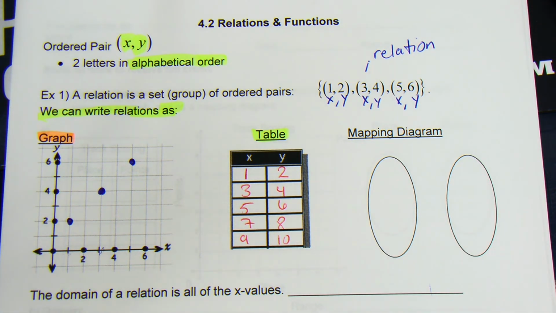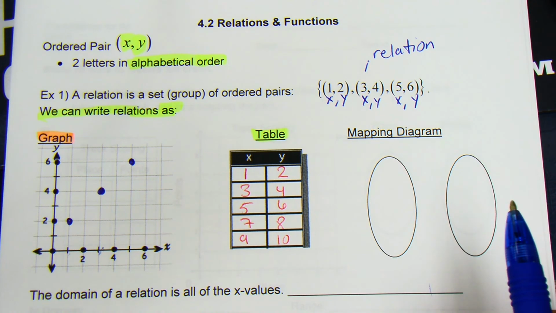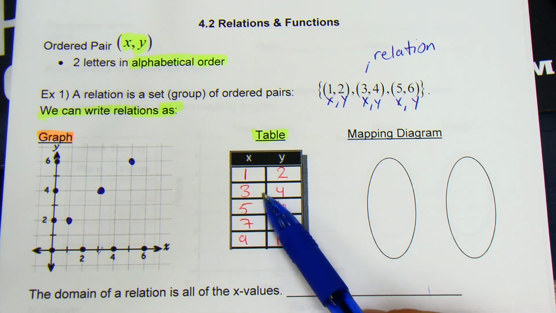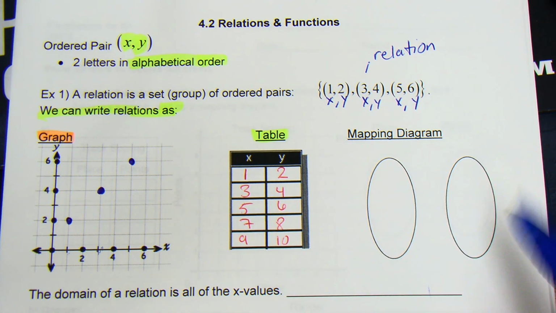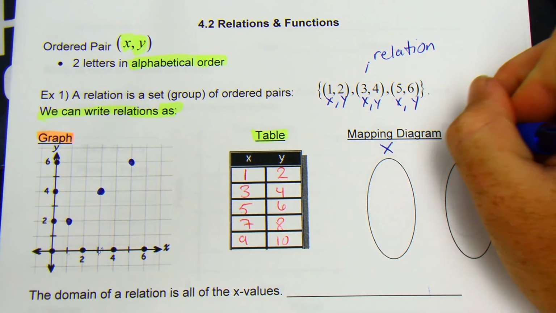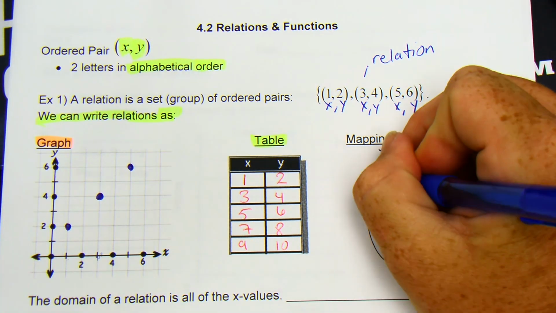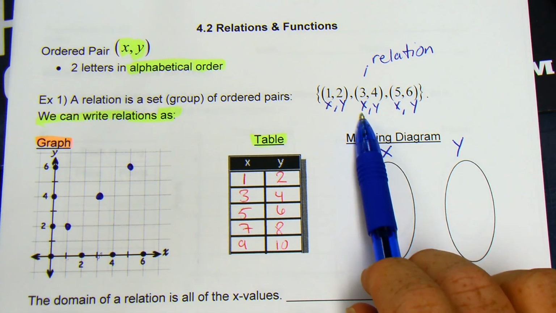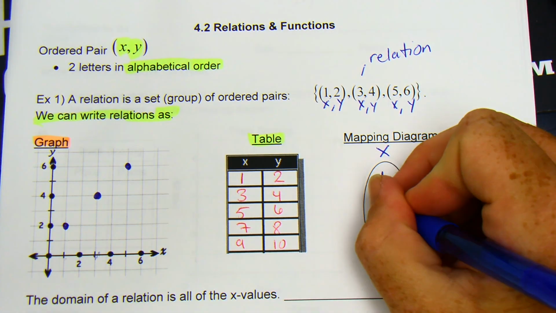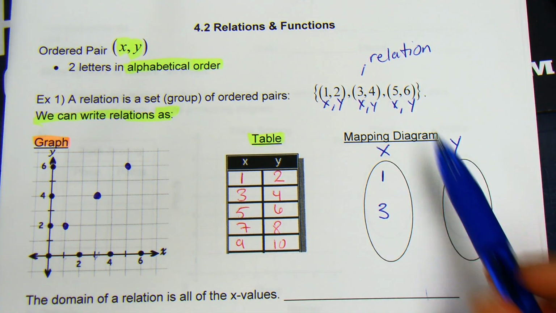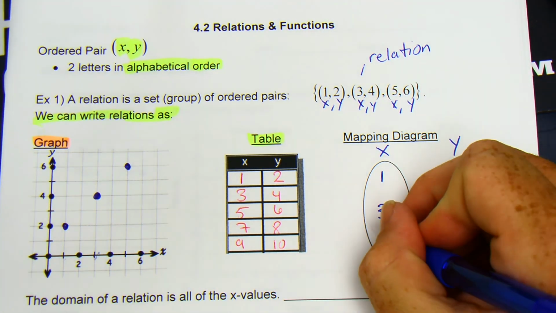For a mapping diagram, it's the same type of thing. My x's go on my left and my y's go on my right, but they're not connected. They're not right next to each other. I always label them x and y so I know exactly what goes in there. For my x's, I have 1, my next x is 3, and then my next x after that is 5.